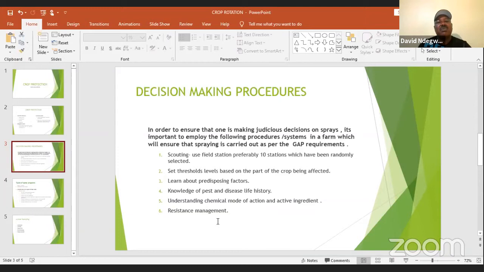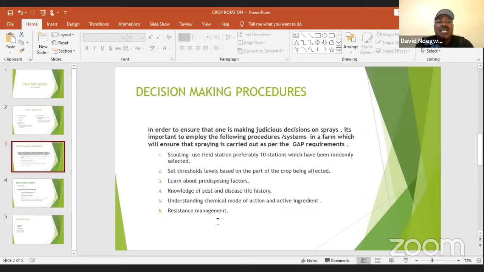What are predisposing factors? These are weather factors. You may not see the disease in the field, but if, for example, you are coming into the rain season, and you know the problems that are associated with moisture or leaf wetness, the downy mildews will increase. So once you know that you are going into a certain weather factor, you can anticipate the disease. Dry weather would support high prevalence of powdery mildew, while wet weather will support high prevalence of downy mildew. So that knowledge is very, very important.